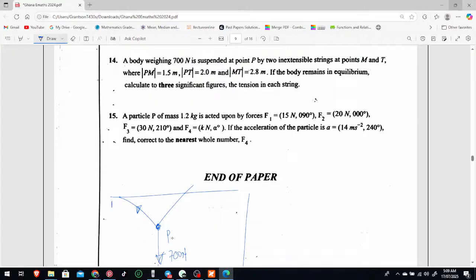So this is M, PM, 1.5 meters. Mind you, the 1.5 meters is a distance, not the force. It's T2. This is T. So what? 2 meters. And the MT is 2.8 meters. Right, so this is a wall.